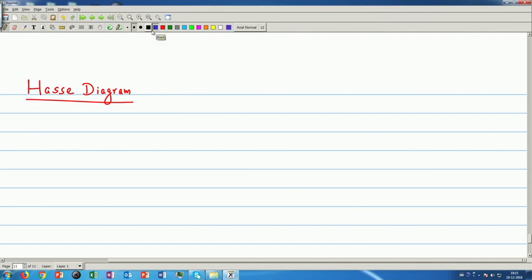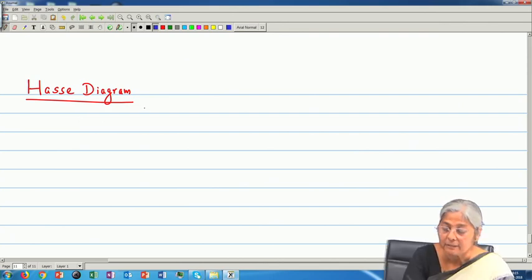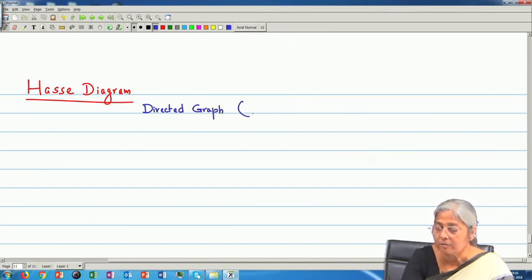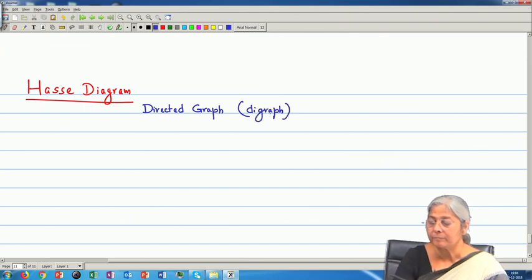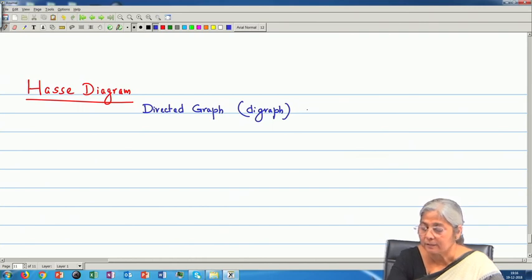If we remember, we have read the directed graph of a relation. That means a relation can be represented by a directed graph, or digraph. It is used to represent a relation.